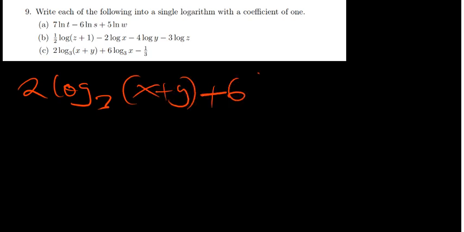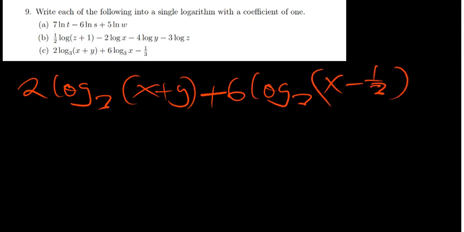Okay, there we go. So we're going to have part C, which is 2 log base 3 of this plus 6 log base 3 of x minus 1 over 3. Initially this is supposed to be in brackets. This was just an error. These are supposed to be in brackets.